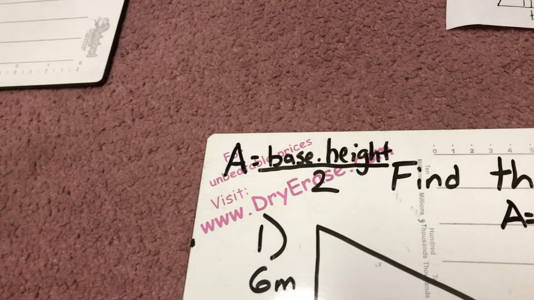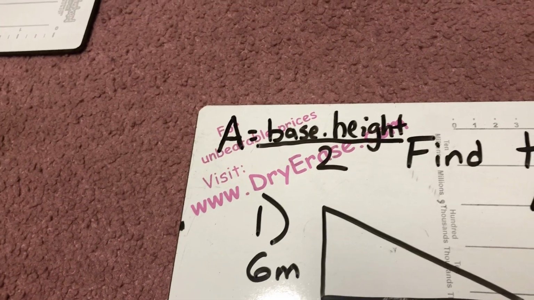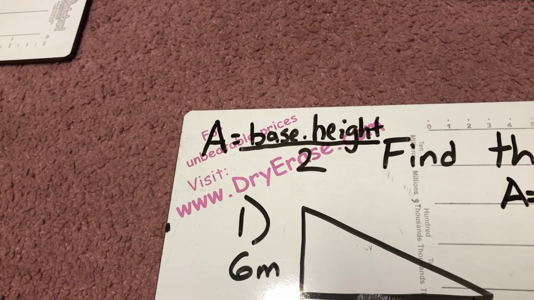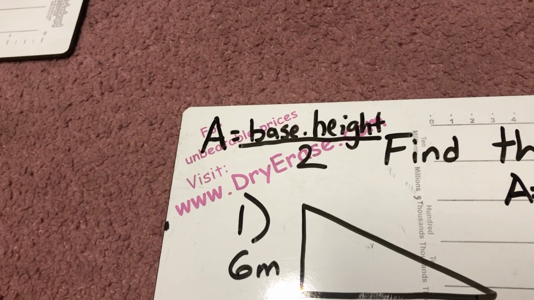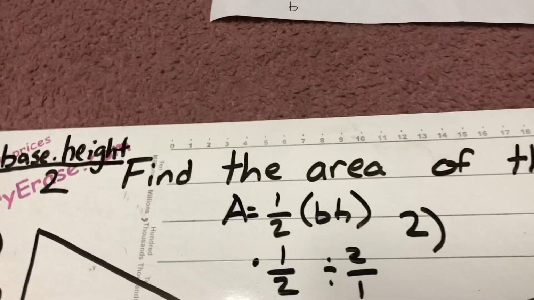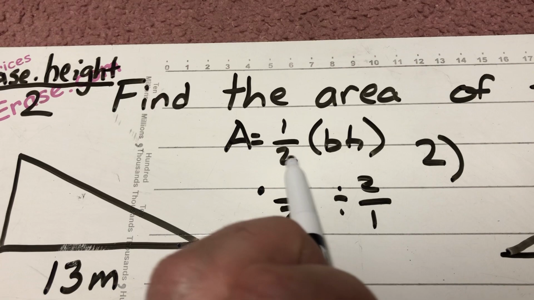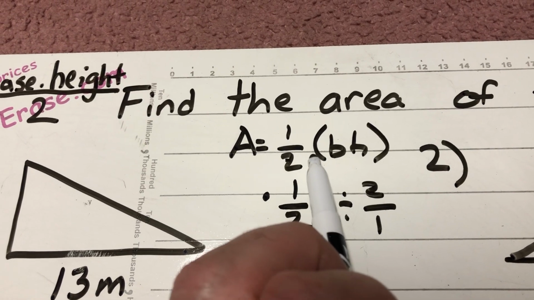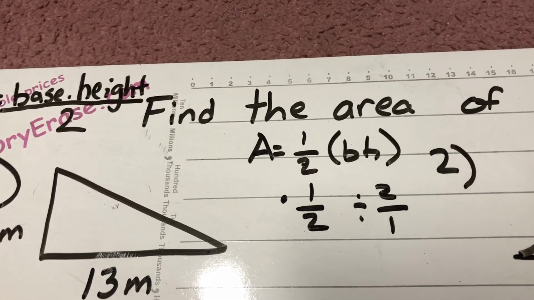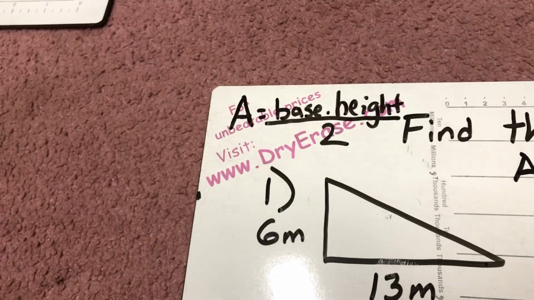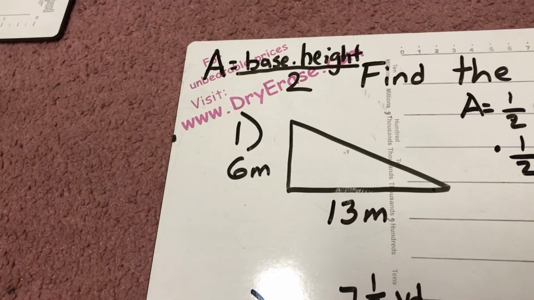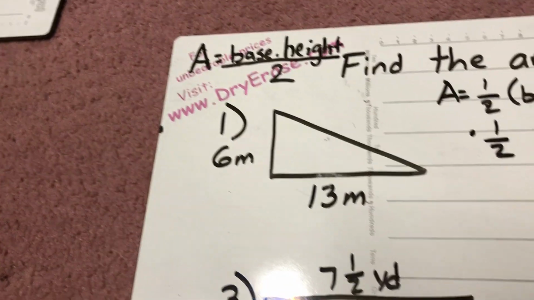So I actually prefer to do this. Base times height divided by 2. I just think it's a little easier to think about, but that's just me. For you, if you prefer multiplying things by 1/2, you can do that as well. But as long as you do it right, you're going to get the same answer. Now, take base times height divided by 2.